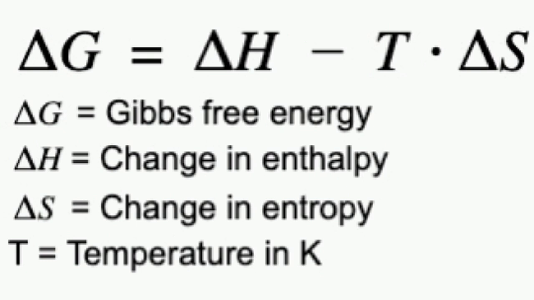So if change in G is positive, the reaction will not take place unless some condition is altered to make change in G negative. Usually, supplying heat to the system by raising the temperature is the kind of condition that you will alter.